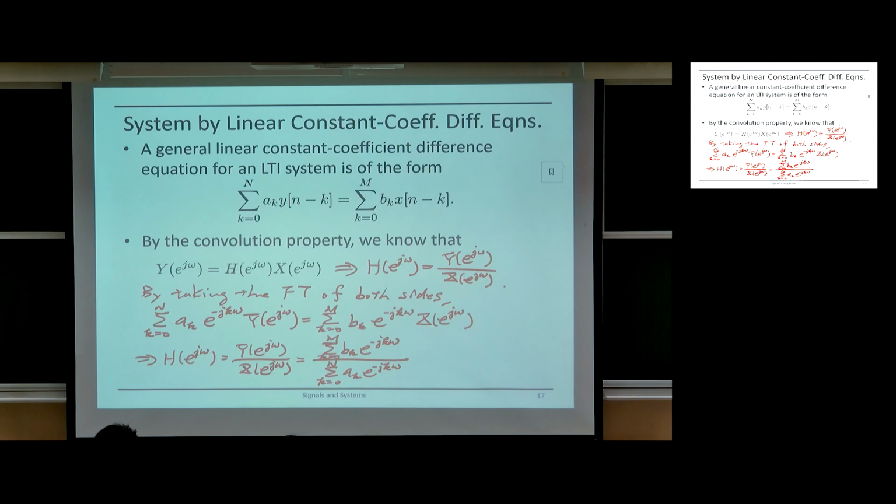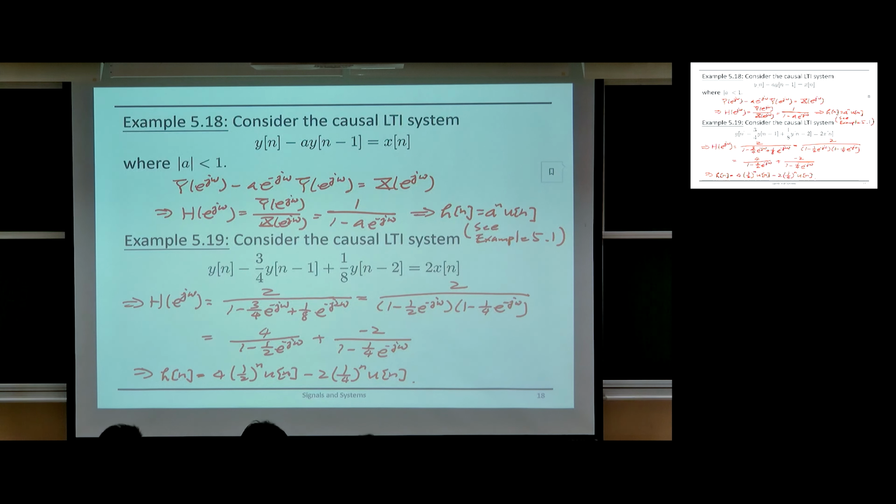So yesterday we looked at a couple of examples. The first one is simple, with y[n] minus a y[n-1] equal to x[n]. So you can follow the same procedure, take the Fourier transform on both sides, reorganizing the terms to get this frequency response, okay? Then we look at a slightly more complicated case where you get a frequency response that looks like this.